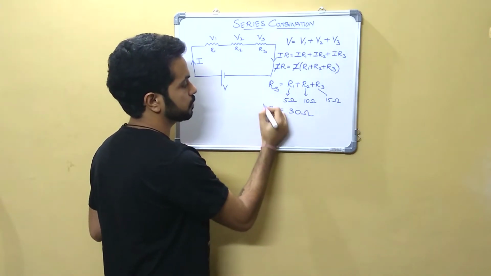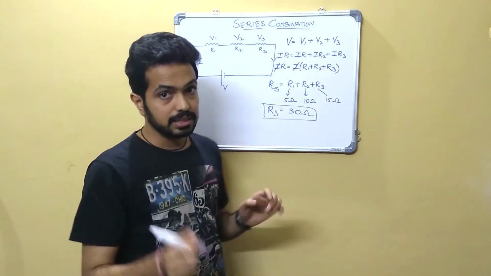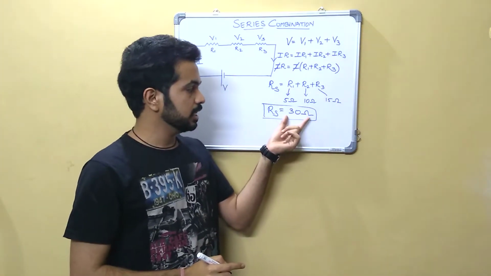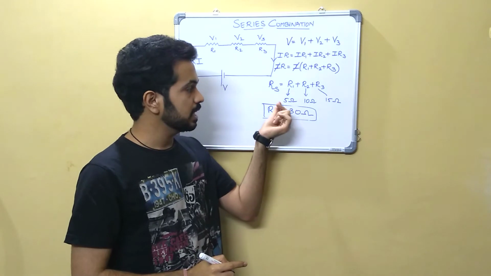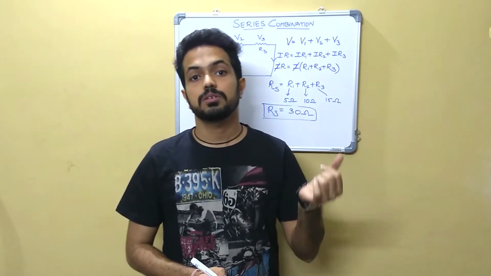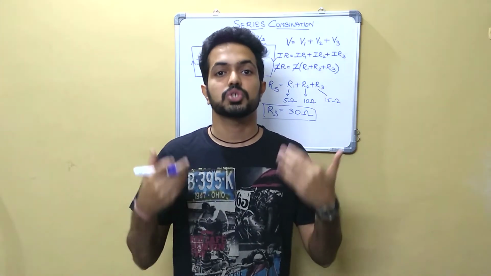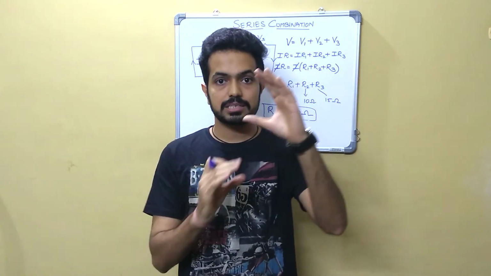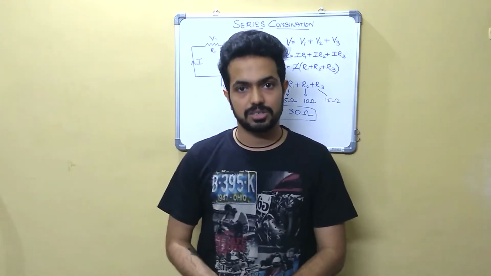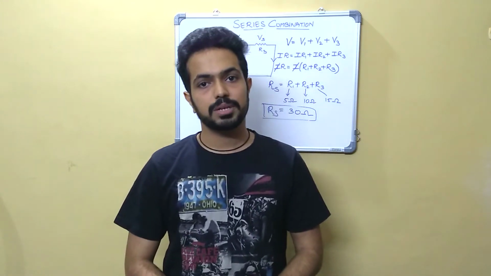So what do we observe? We observe that in series resistance, the equivalent resistance is always greater than the individual resistance. So whenever you want in the circuit that the resistance should increase, you will connect the resistors in series combination. Let's talk about parallel combination now.